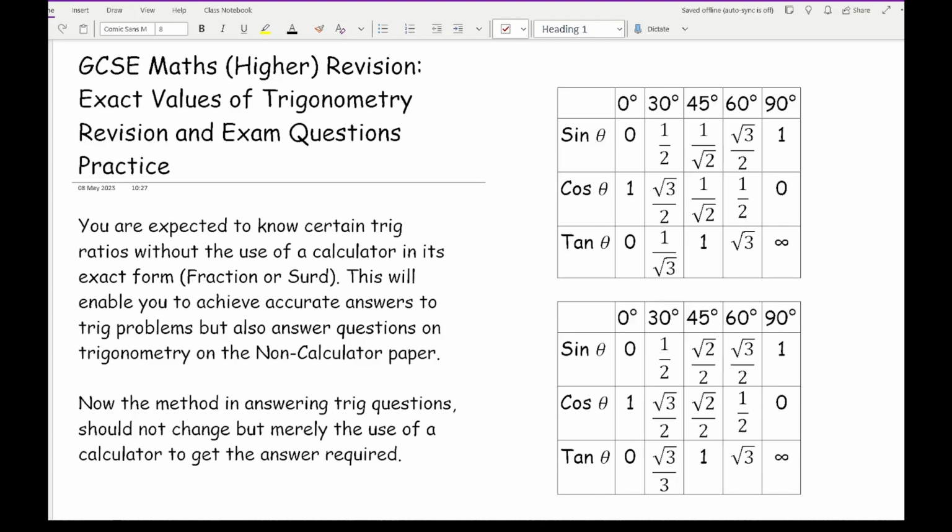There's also a method where you can learn the trig ratios using your fingers. So again, loads of different ways. All you need to do is on Google or any of your search engines that you prefer to simply Google how to learn the exact values of trig, and hopefully you will get there.